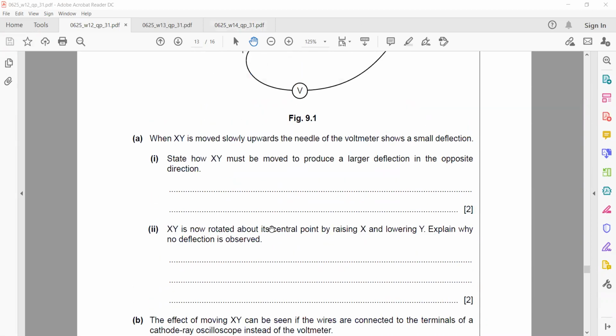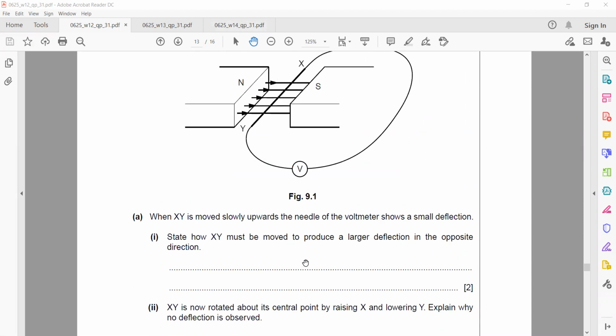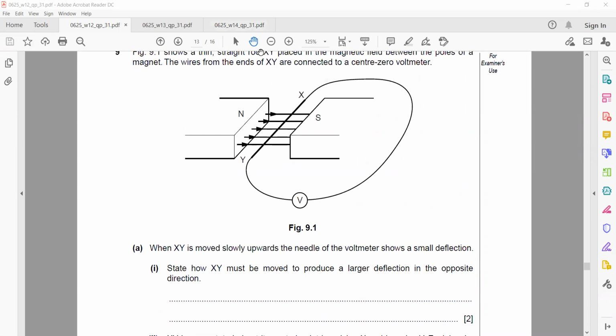X and Y are now rotated about its central point. X raised and Y lowered. Explain why no deflection is observed. What they're saying is that X is moving, like they're rotating now. X is going up, Y is going down. But the problem here is that we don't observe any voltage. What is the reason? Any idea?